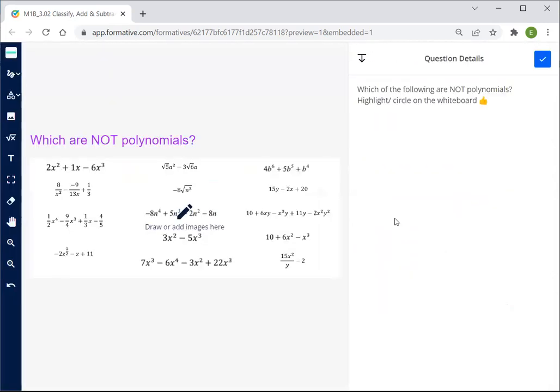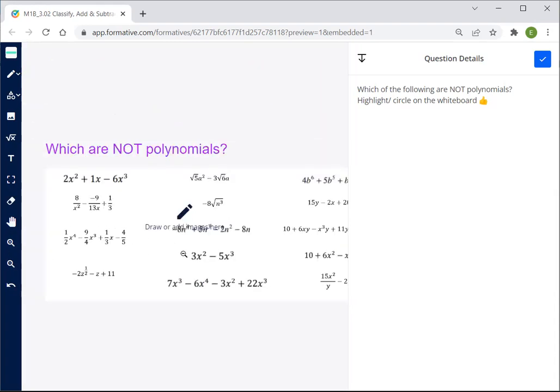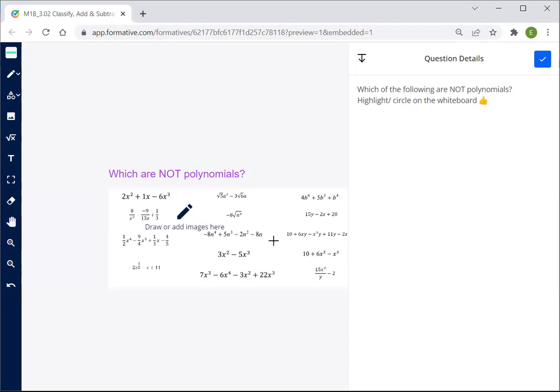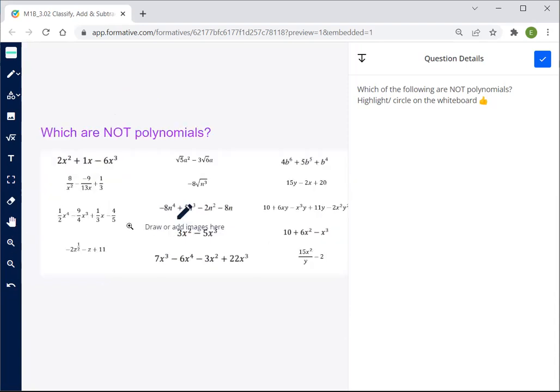All right, so it says, which of the following are not polynomials? So we want to circle the ones that are not polynomials. I'm going to go ahead and zoom in on them. Okay, remember the things that are not polynomials. I actually think it's probably easier to start with which ones aren't. Okay, so we want anything that is a fraction. Okay, so we don't want any fractions.